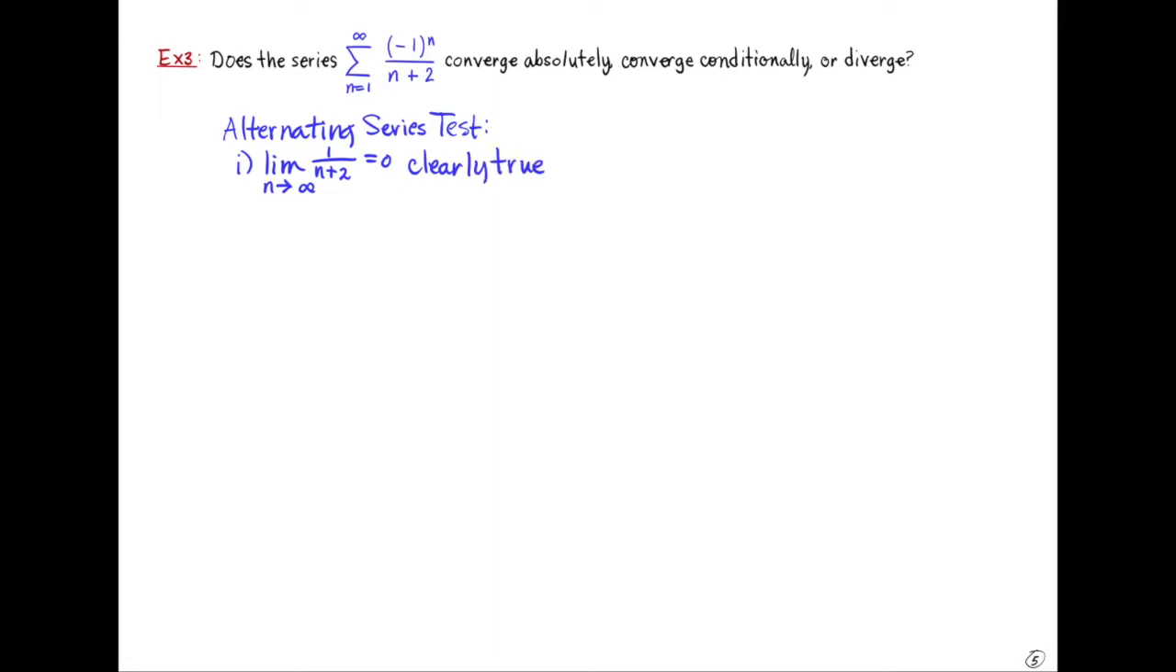And we also need to show that the terms are all positive and also decreasing. In other words, that means we want to show that 0 is less than or equal to b sub n plus 1, less than or equal to b sub n. And in our case, our b sub n is 1 over n plus 2. And so we have 0 is less than or equal to 1 over n plus 1 plus 2, which is less than or equal to 1 over n plus 2. And this is also clearly true.